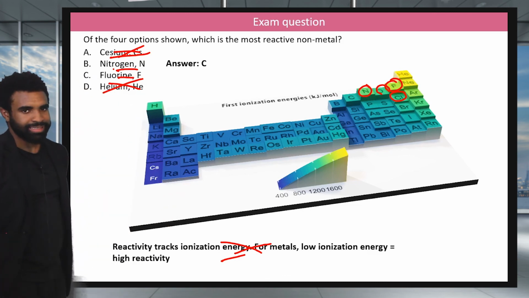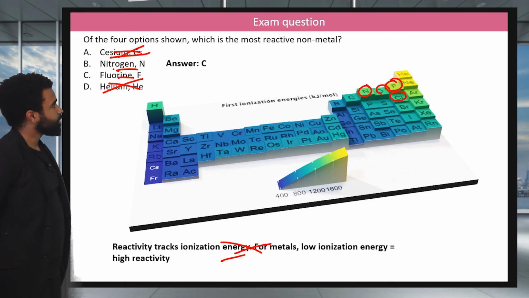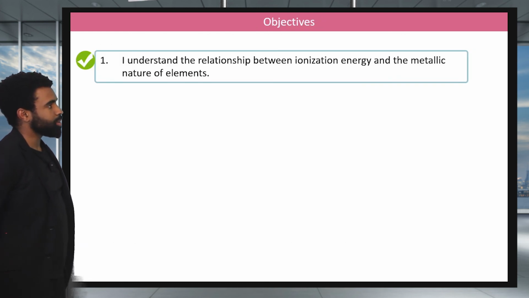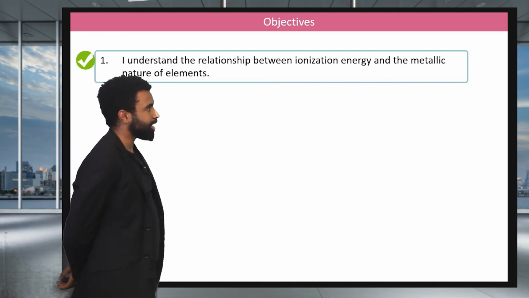We haven't talked yet about the electron affinity, which is really what you should focus on for the non-metals. But we'll talk about that in a future video. For now, though, I think we're done. We understand the relationship between IE and metallicity, if you like.